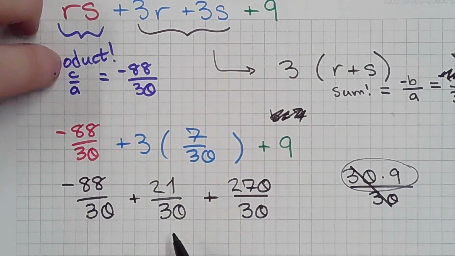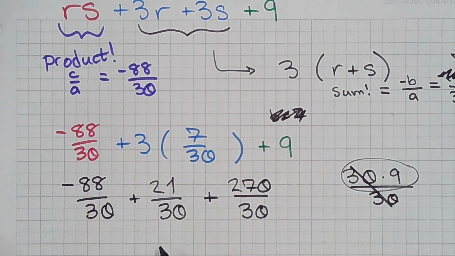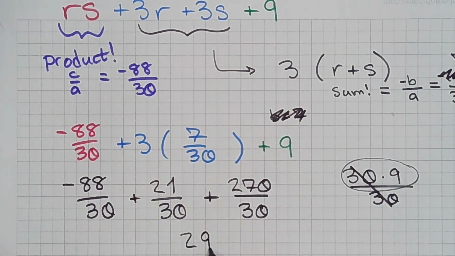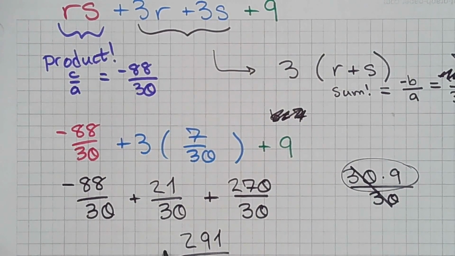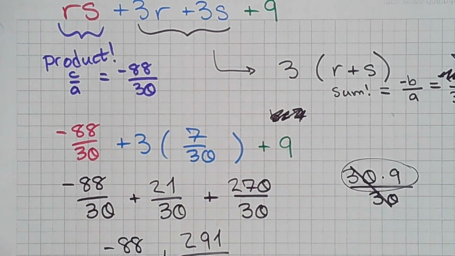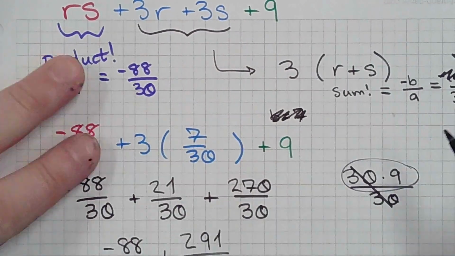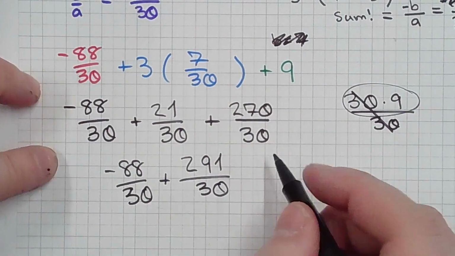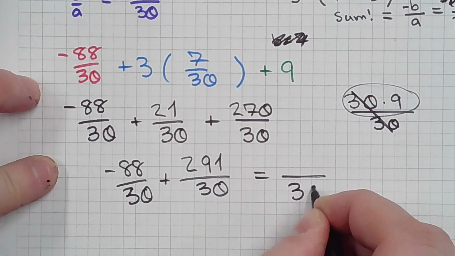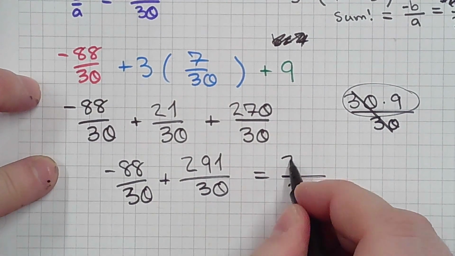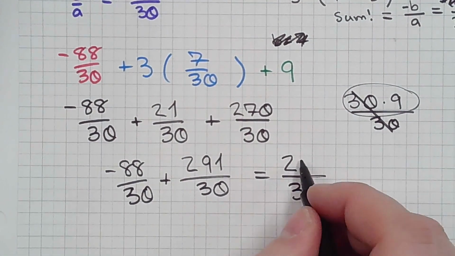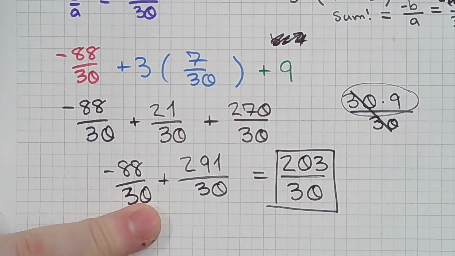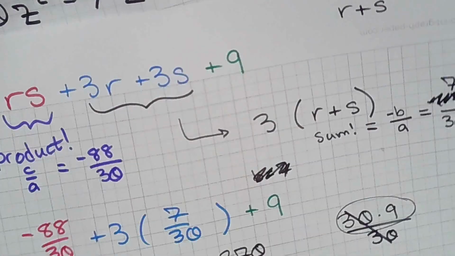So when I put these all together, looks to me like this is 291 30ths. And then I have negative 88 30ths. So basically it's 291 30ths, and I'm taking away 88 30ths. So what I'll be left with is 203 30ths. And that is the answer to this question.